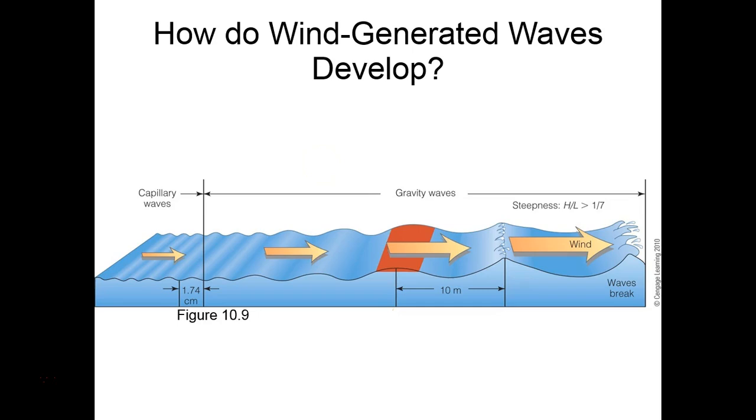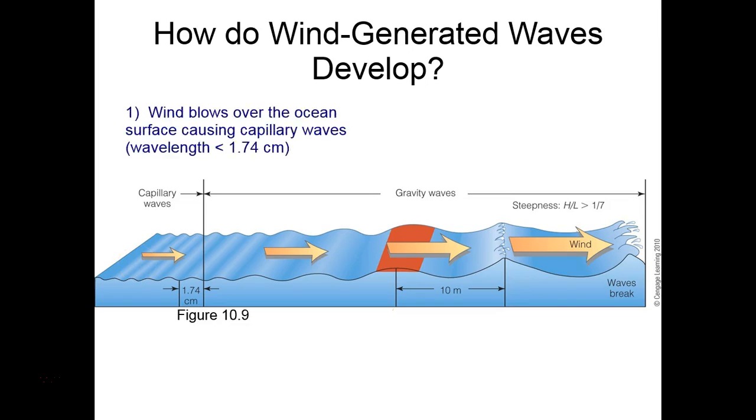Okay, so let's talk about how wind-generated waves develop in the ocean. Over here, we'll say that this is where the wind is blowing, and our sea surface is totally flat, and the wind comes out and it starts blowing on our sea surface. What that creates are these little ripples, which I'm sure you guys have all seen, ripples on a pond or a body of water that's flat when wind blows over it. So the wind blows over the ocean surface, causing what are called capillary waves. Those are the little ripples. Their wavelength is less than 1.74 centimeters.